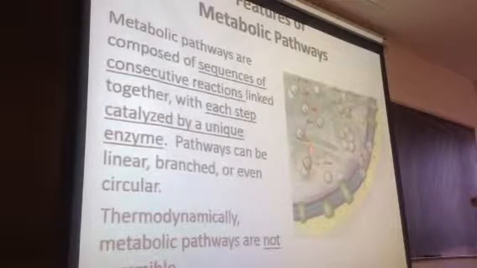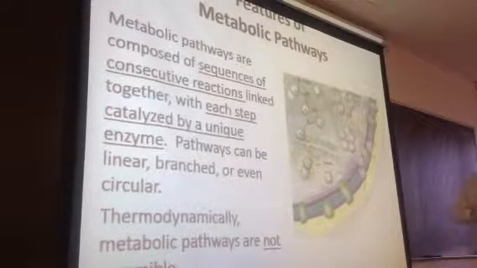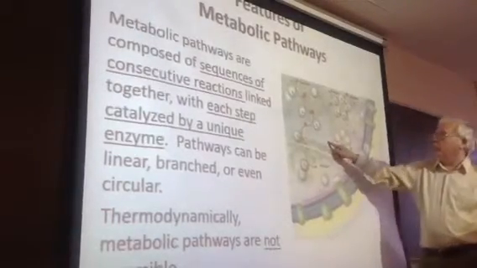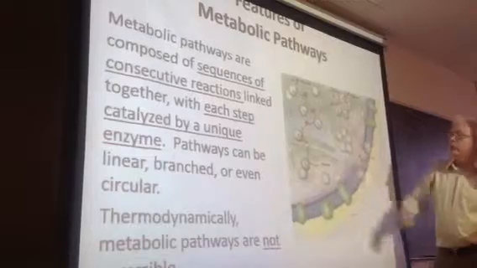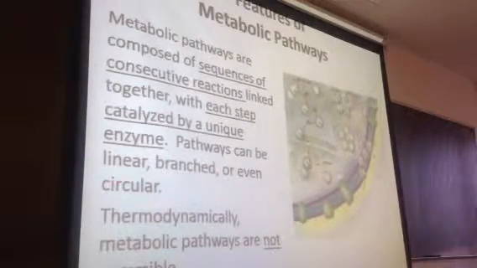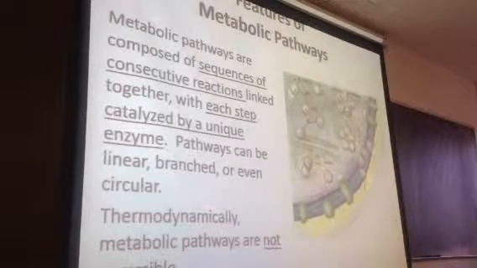This one is linear. You can have the branch. Maybe there's two possible fates there. This one could go that way. Maybe it could go into a different alternative product if you want. Sometimes they're even circular, and we'll see that with the Krebs cycle in the case of a circular pathway.